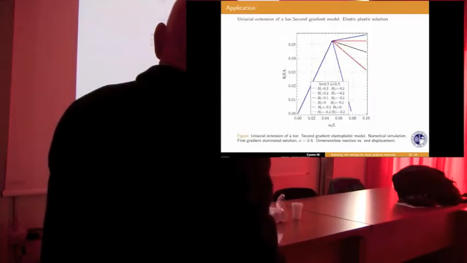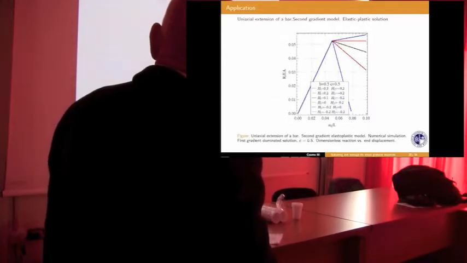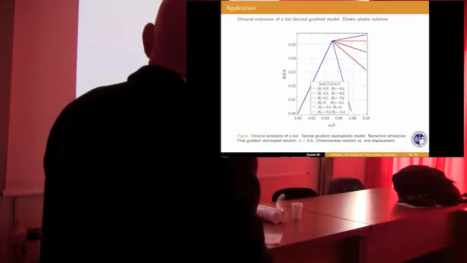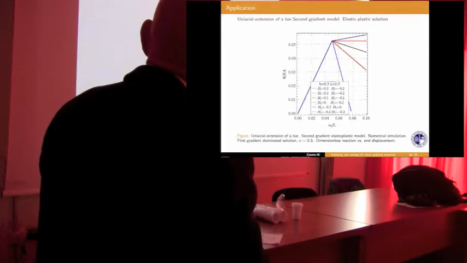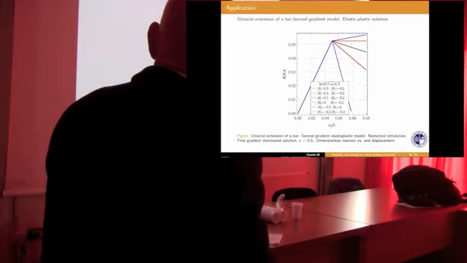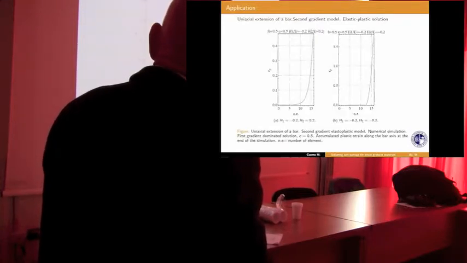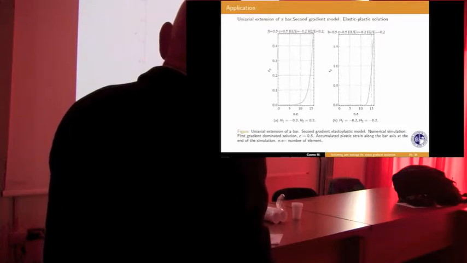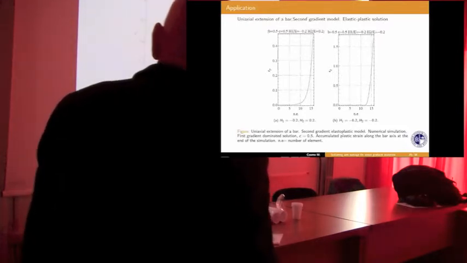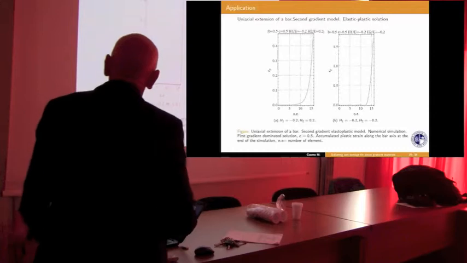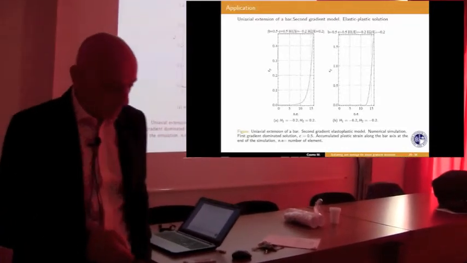And this is the analogous result for the first gradient dominated solution, with a number of non-dimensional values, non-dimensional with respect to the elastic modulus. Also in this case, maybe you can see better here, this is the cumulated plastic strain. And there is another plot I didn't show, for the cumulated second gradient plastic strain.